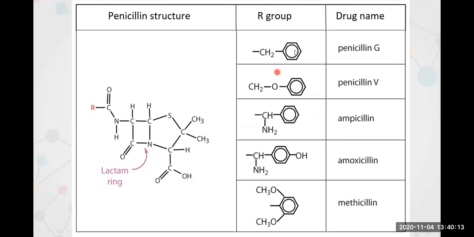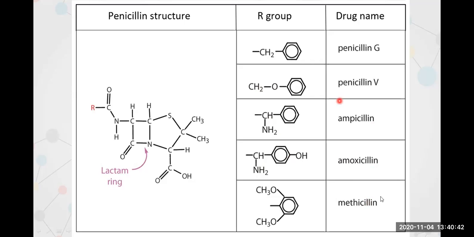Okay, so only the R part is different. This R may be a phenyl ring attached to the CH2. This R may be a phenyl ring attached to the CH2 through oxygen. This R may be a phenyl ring attached to a CH attached to the NH2. Even the phenyl ring can be substituted with hydroxyl units, or with dimethoxy units. So based on this, there are different names like penicillin G, penicillin V, ampicillin, amoxicillin, methicillin.